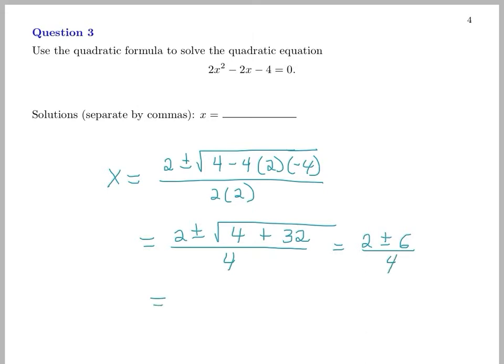So let's see. When it's plus, I get 8 over 4, which is 2. And when it's minus, I get 2 minus 6, which is minus 4, over 4, which is minus 1. So I'm supposed to enter my answers like this, separated by commas. And since I got integers for both, I could have done this by factoring as well.